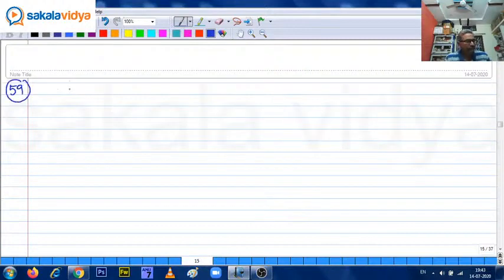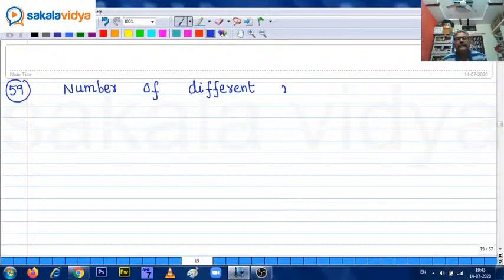Question 59. Number of different matrices.